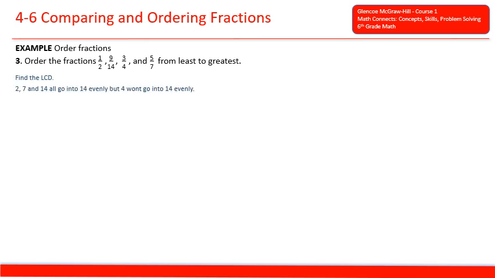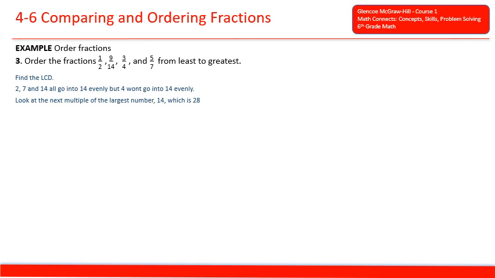Find the LCD. 2, 7, and 14 all go into 14 evenly, but 4 won't go into 14 evenly. So we're very, very close to a common denominator, but not quite, right? So look at the next multiple of the largest number, 14. That's going to be the hardest one to get into another common multiple. But we know that 2 and 7 both go into 14. So whatever 14 goes into, 2 and 7 are also going to.